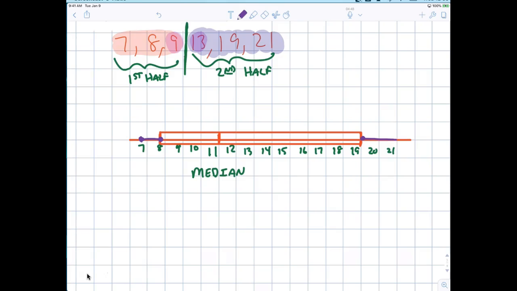Now, what I want everybody to do is draw something underneath just for this one example. All right, I want you to do this for me. From 8 to 19 represents the interquartile range.